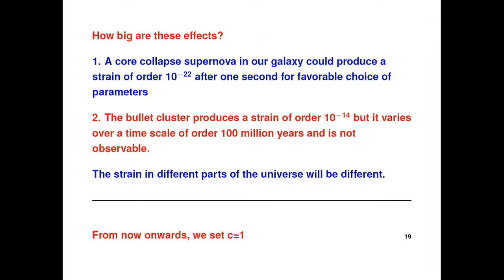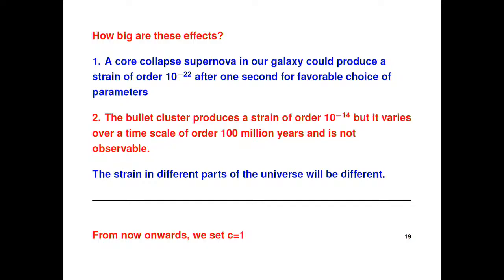Okay, we can ask how big are these effects, is it ever possible to observe such things? This you can easily calculate because of the formula, so you can put in some numbers. If you have a core collapse supernova in our galaxy, this could produce a strain of order 10 to the minus 22 after about 1 second, if we choose the parameters favorably. And just to put things in perspective, we expect that in our galaxy, on the average there is maybe one supernova in 100 or 50 years. So you have to wait for 50 years to see such a thing.